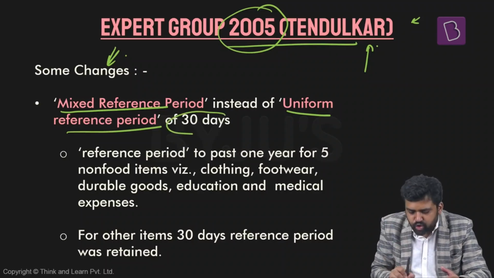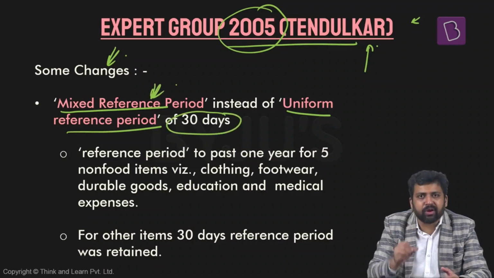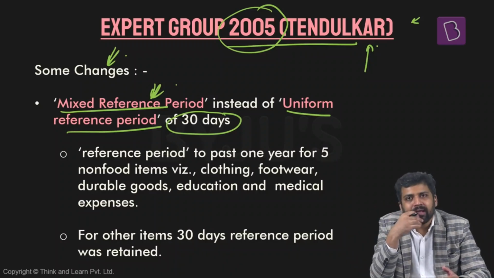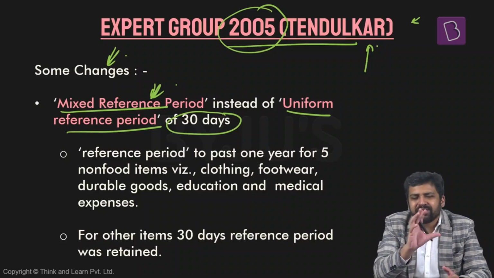So this is the uniform reference period. The reference period used to be 30 days. Now, the Tendulkar committee is suggesting that we need to have a mixed reference period. You should go and ask people in the last 30 days how much they have spent on certain commodities. But you should also have another reference period. You should ask people in the last 365 days how much they have spent on certain other kinds of commodities.